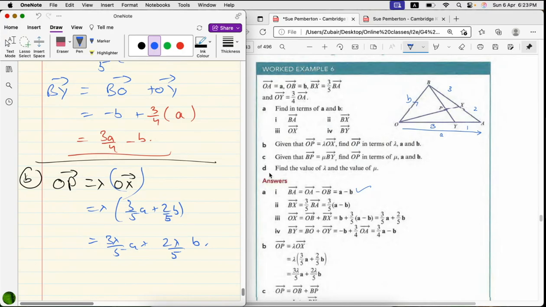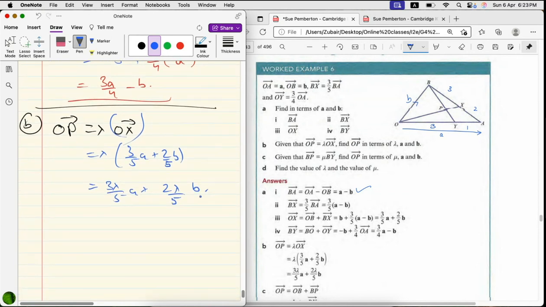C part says, given that BP is equal to mu times BY. Again, we copy the question. BP is mu times BY. Did we find anything related to that? Find OP. So OP is going to be OB plus BP.